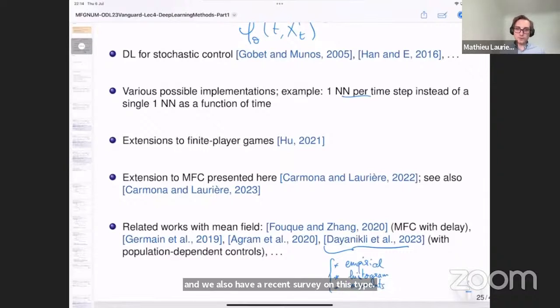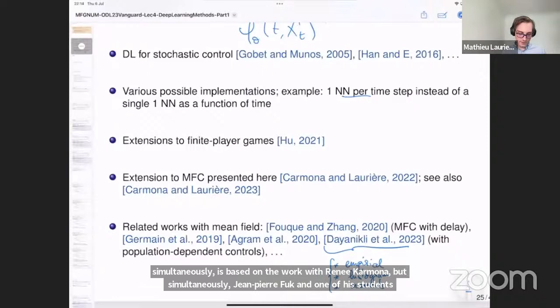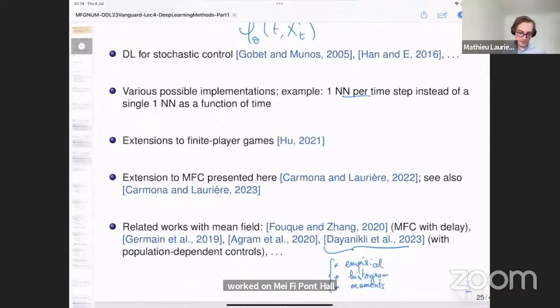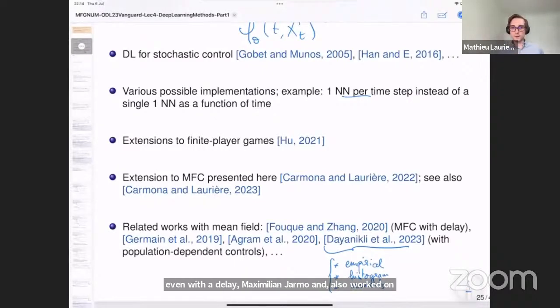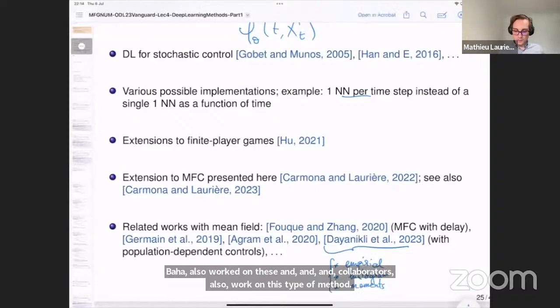Extension of mean-field control, as I presented here, is based on the work with René Carmona. But simultaneously, Jean-Pierre Fouque and one of his students worked on mean-field control, even with delay. Maximilien Germain and Xavier Warin also worked on this. And Agram and collaborators also work on this type of methods. And there are probably also other papers that I'm not aware of.